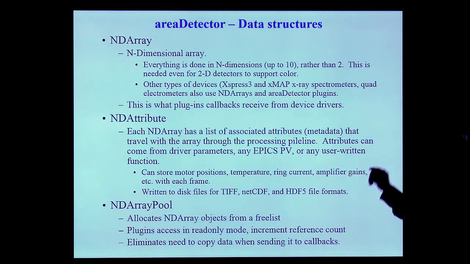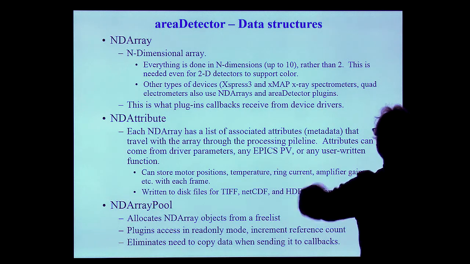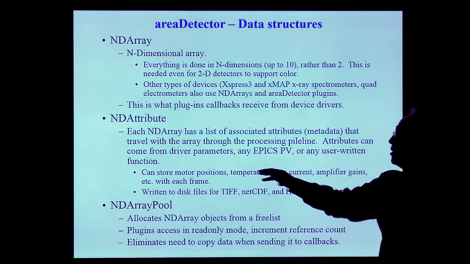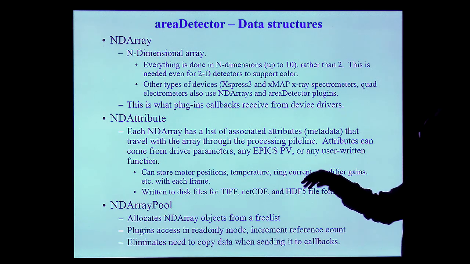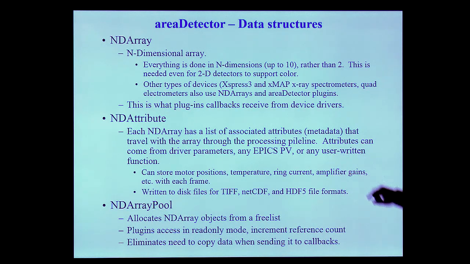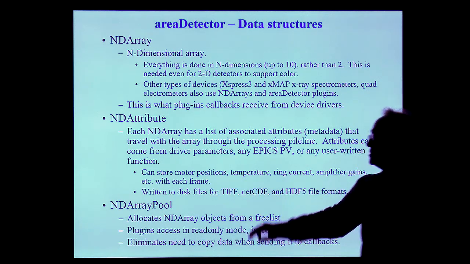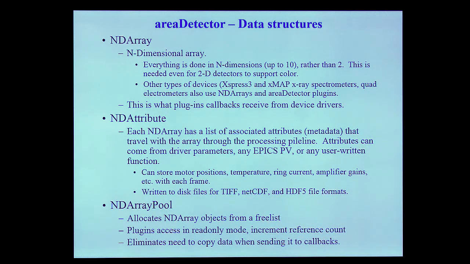And these attributes can come from driver parameters, like the exposure time or the current frame number. But they can also, and this is probably the most common use, they can come from any EPICS PV or any user-written function. That's much less common. This is very common. So what this allows you to do is to store with every image these EPICS PVs. So you could store the positions of the critical motors on your beamline, or the Hutch temperature, or the ring current, or the gain on an amplifier, or any of the stuff you might want to know later that would tell you what were the experimental conditions when these files were collected.